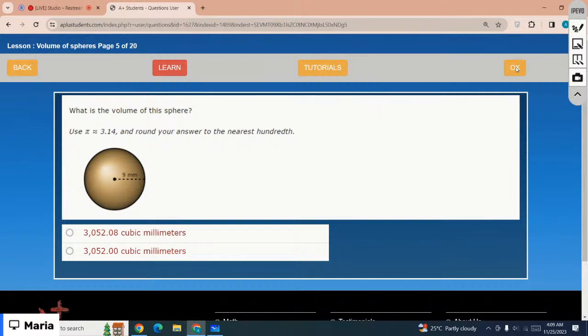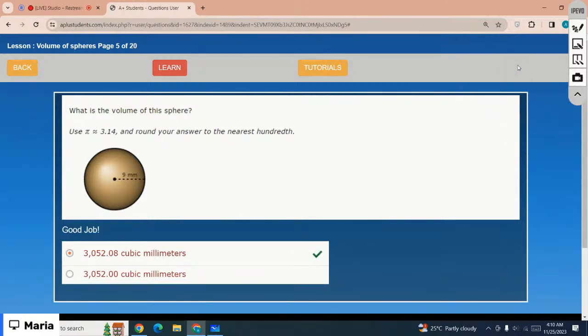729 times 3.14 times 4, right? That is 9,156.24, and you have to divide it by 3. So the correct option is 3052.08. Option number 1 is the correct option, right? That is 3052.08.